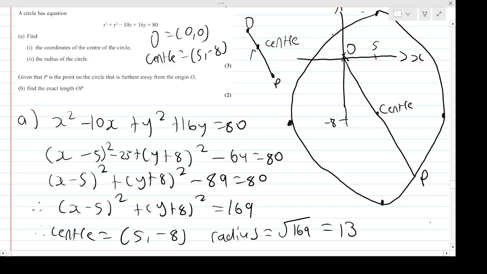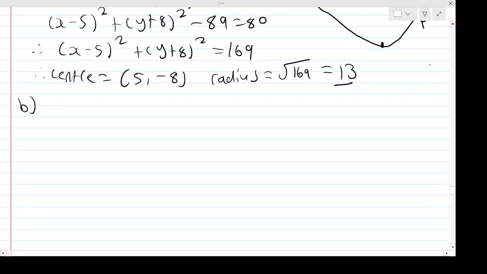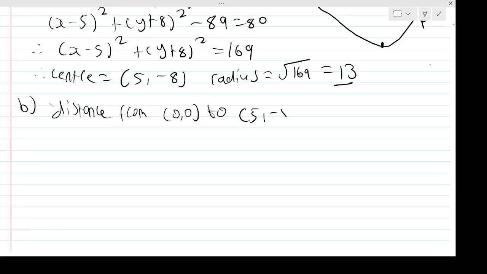What about from the centre to P? Well, that's just the radius, isn't it? And I also worked out the radius in part A. That was 13. Therefore, I can easily find OP. So to find OP, I need to find the distance from the origin, which was (0, 0), to the centre, which is (5, -8).